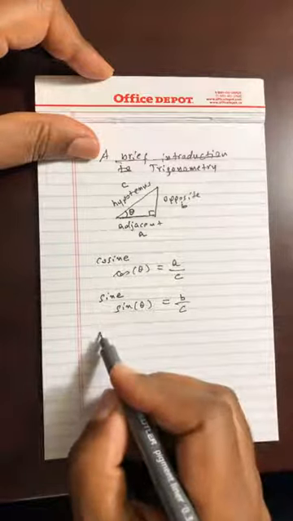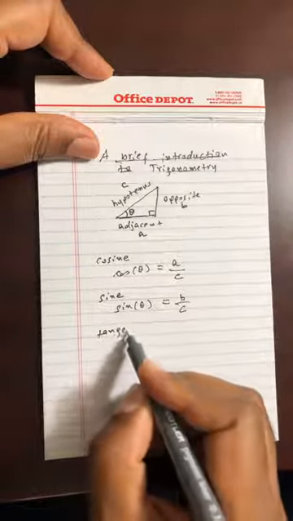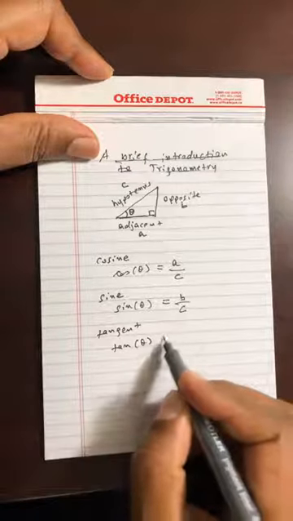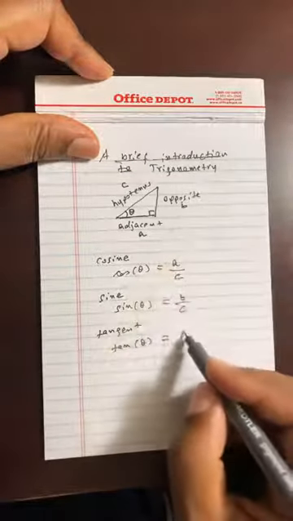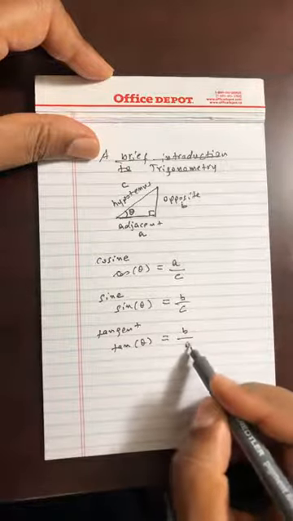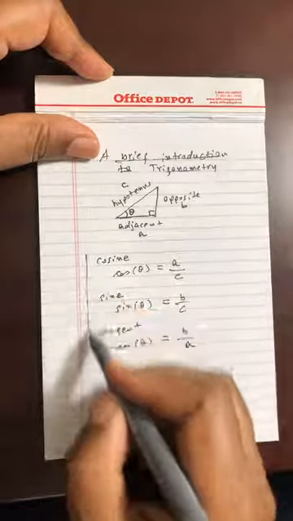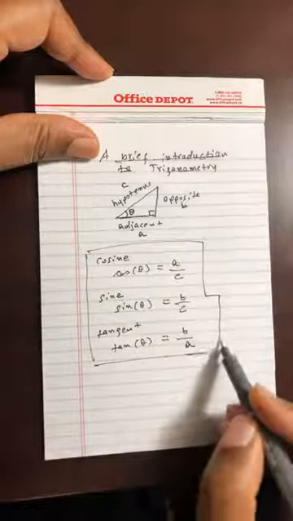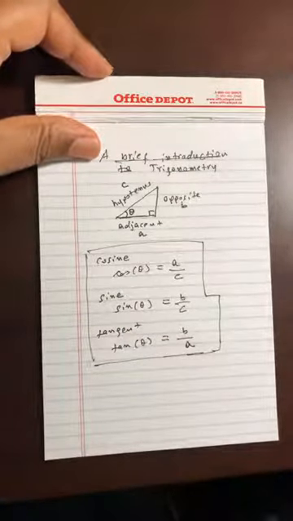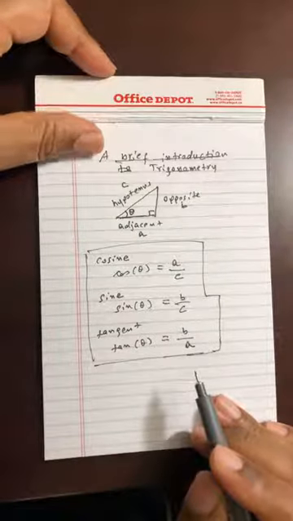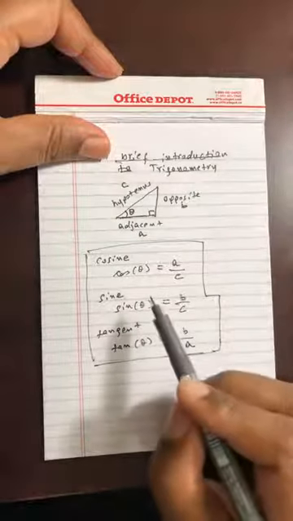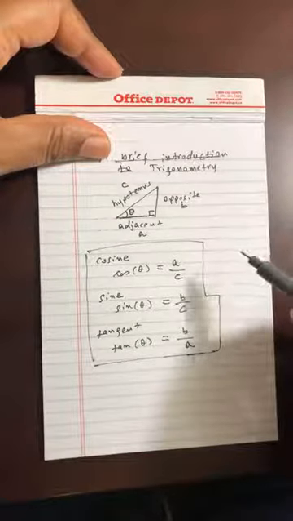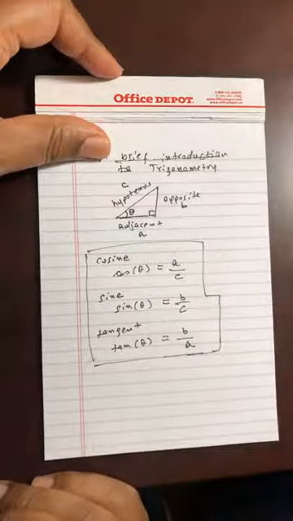And the third function is tangent. Tangent is abbreviated as tan theta, and is defined to be opposite side, B, divided by adjacent side. So these are the three definitions of the trigonometric functions. Now, the only reason these functions are important is because they're available in the calculator. So using your calculator, you can solve for some missing values.